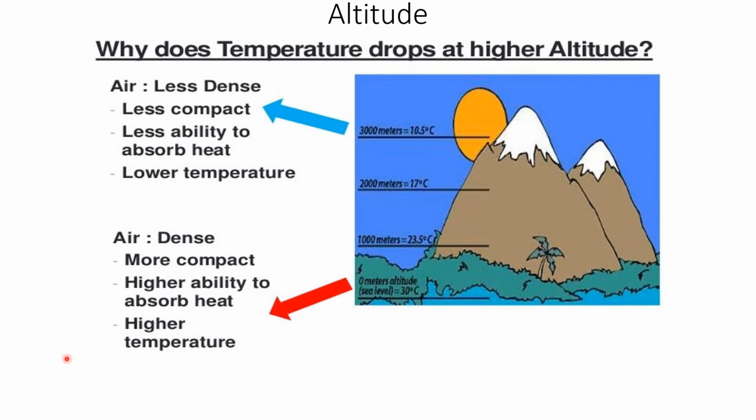The next factor is altitude. The height of a place above mean sea level is known as altitude. Air is cooler at higher altitudes than on the Earth's surface. All of you must have noticed how when you go to hill stations during the summer season, they are much cooler than the plains.